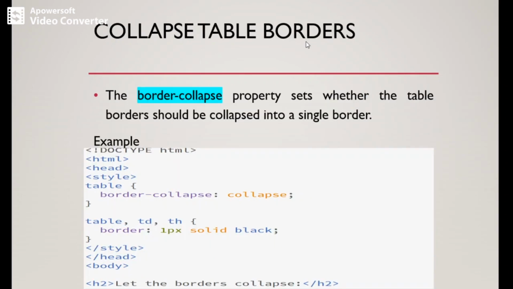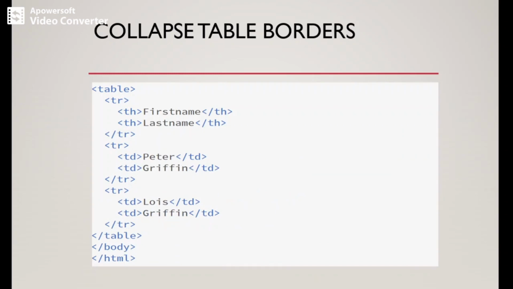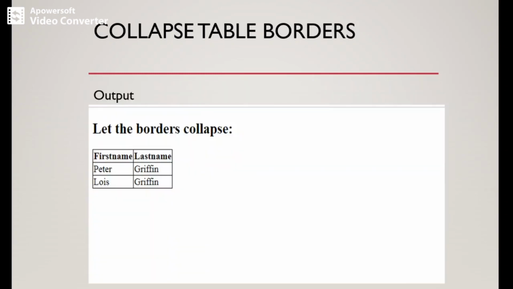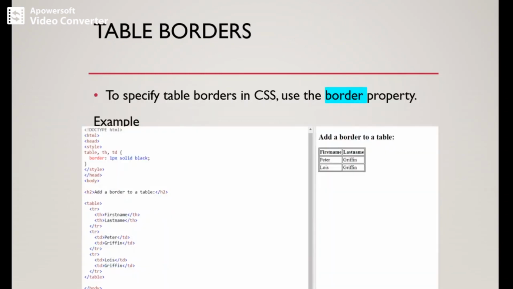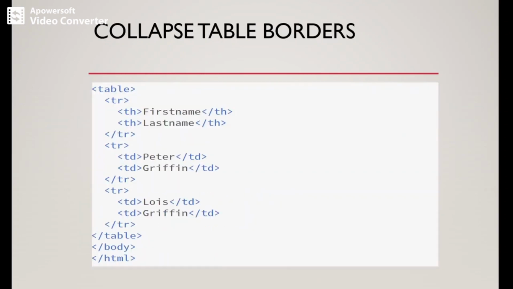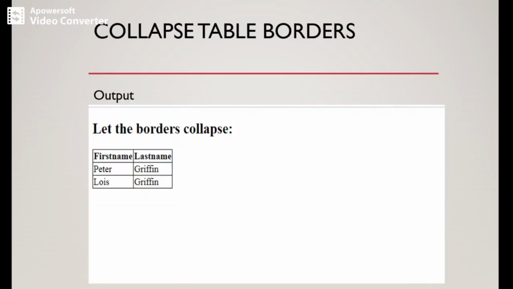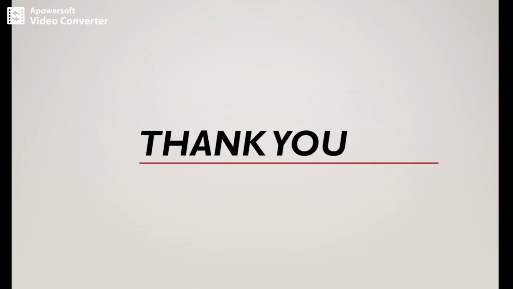Collapse table borders. You have the border-collapse property, which sets whether the table borders should be collapsed into a single border if you want to make it. So here you see we have specified the border the same way, but one more property, border-collapse. It tells collapse, means it should be collapsed into a single border. So you can see here all these things are the same. Your border has been collapsed. In the previous example, the border appears like this. Here it will be collapsed into a single border. Thank you.